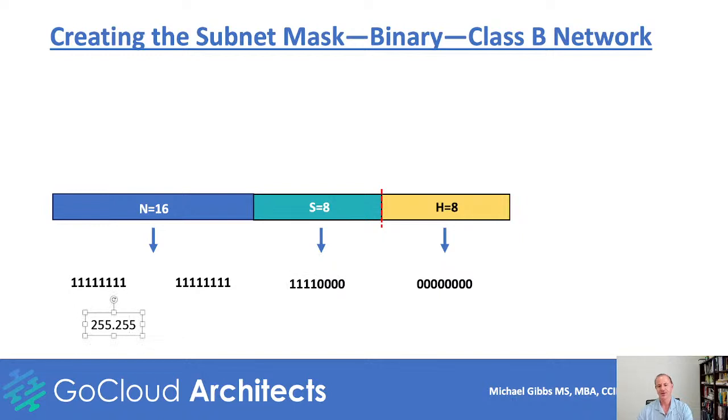255, 255, 240.0. Arun, great job. It's somewhere around 8190. That's exactly right, Arun. Good job, Arun. Good job, Adele. Now, instead of the /20, let's make it a /21. What's the /21 going to look like?